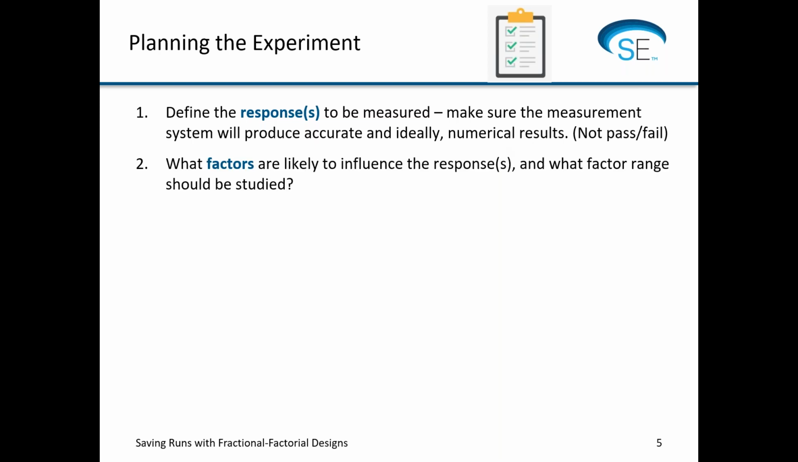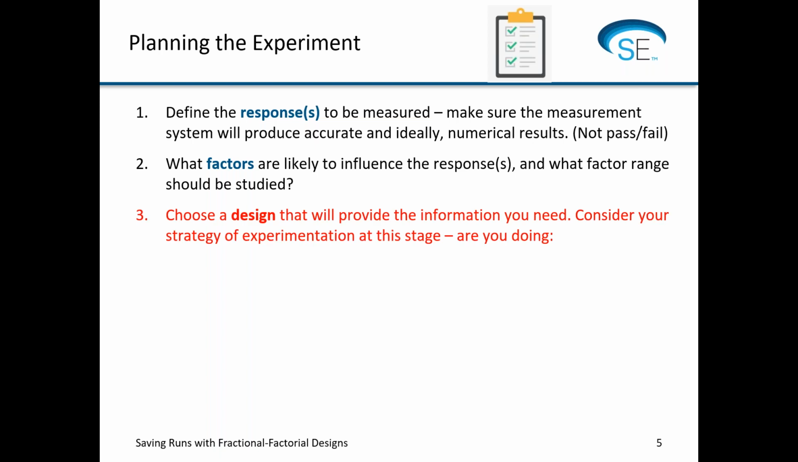Then you can think about what factors you want to study, what is likely to influence the responses, and what factor range should be studied. Remember that you want your factor range to be set far enough apart that you're going to cause a change in the response, and yet not so far apart that you can't measure the response, where it goes outside the range of operability. We can't really help you choose what range to use, but just remember to set it far enough apart that you actually induce a change in the response. That's super important.